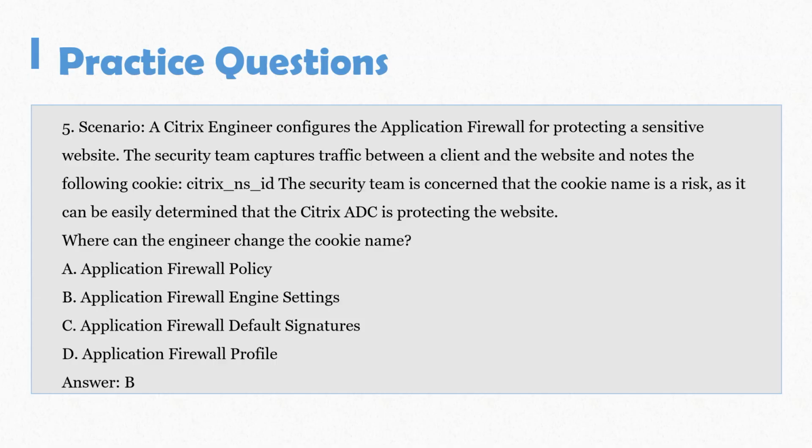5. Scenario. A Citrix engineer configures the application firewall for protecting a sensitive website. The security team captures traffic between a client and the website and notes the following cookie: Citrix_NS_id. The security team is concerned that the cookie name is a risk, as it can be easily determined that the Citrix ADC is protecting the website. Where can the engineer change the cookie name?